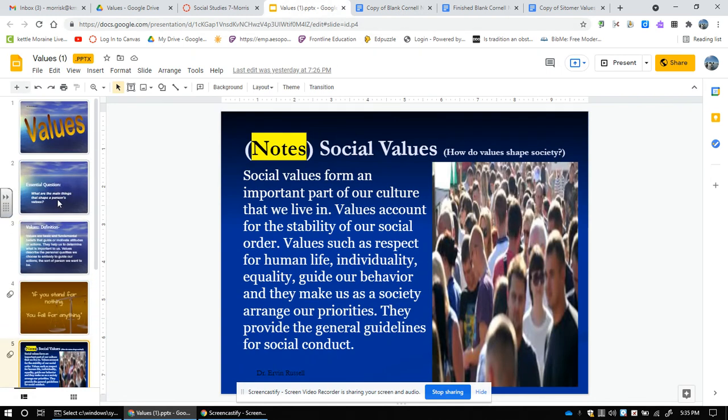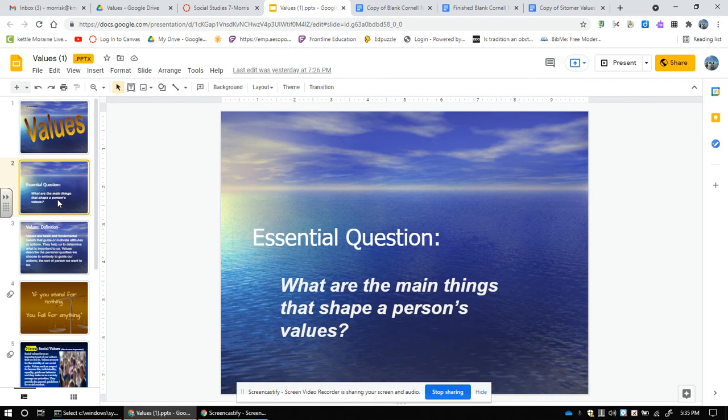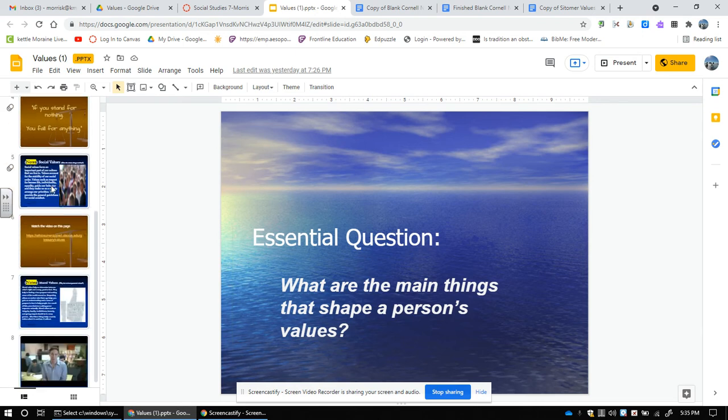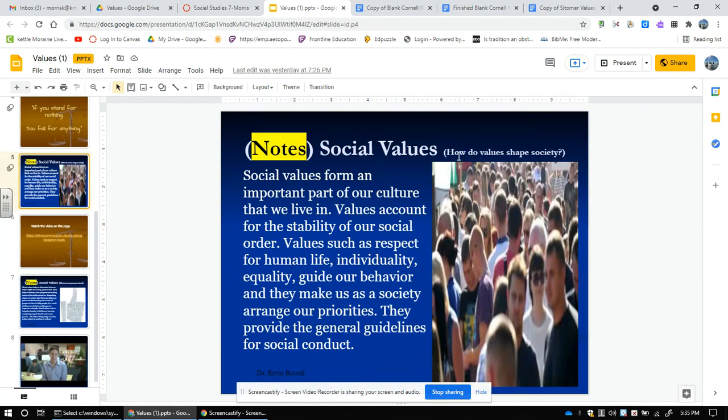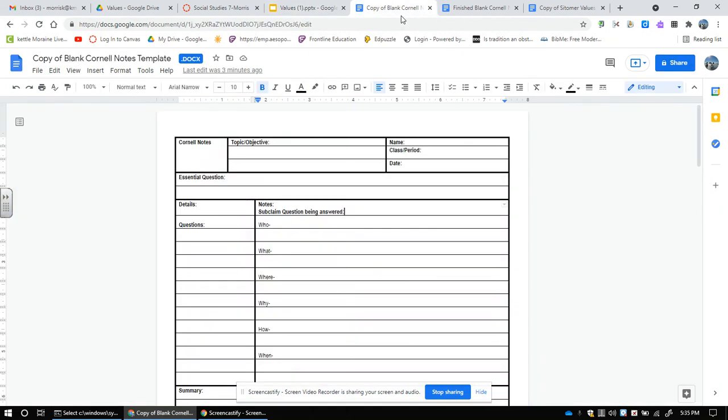Now that's different than our overarching question that's going to be answered from all the information we're going to gather in this PowerPoint. But right now, put a pin in this. We're not worried about the essential question yet. We're worried about the subclaim question: how do values shape society? Now I said I'm going to put that there, but I've already finished my notes, so I'm going to jump ahead to this one.